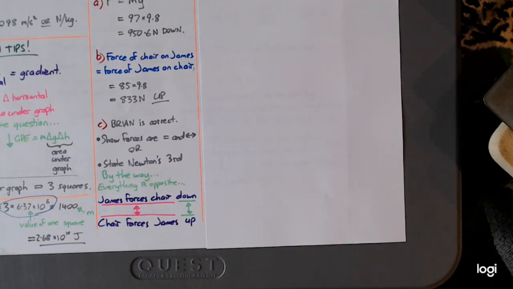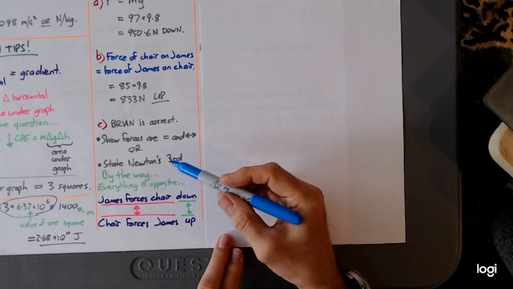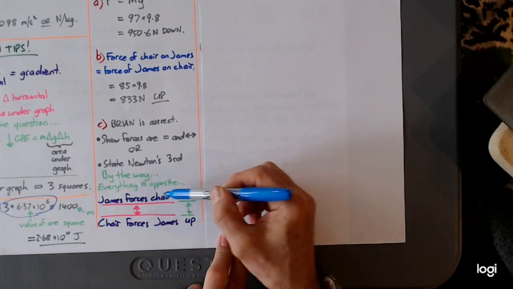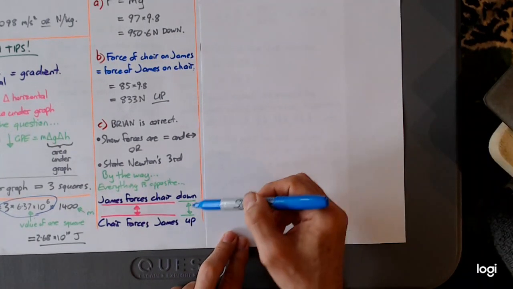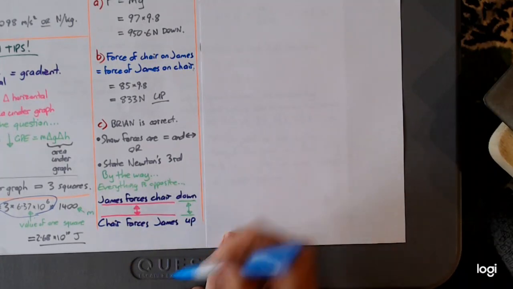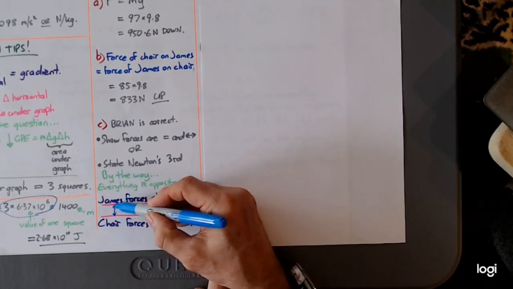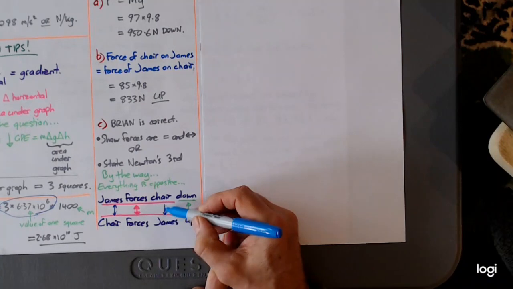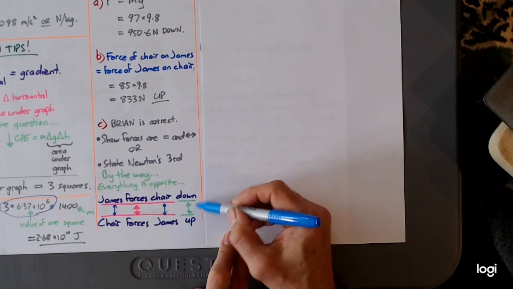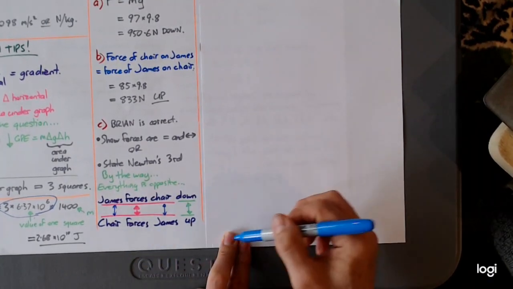Equal and opposite. And everything about it is opposite. James is forcing the chair down. The opposite of that is the chair forcing James up. James and the chair are opposites. The chair and James are opposites. Down and up are opposites. Everything about the phrase is opposite.